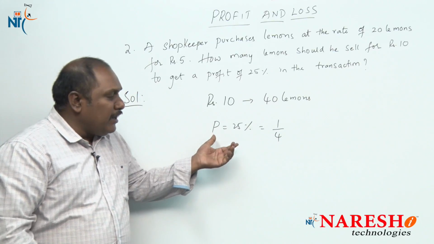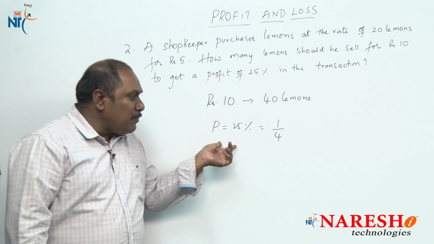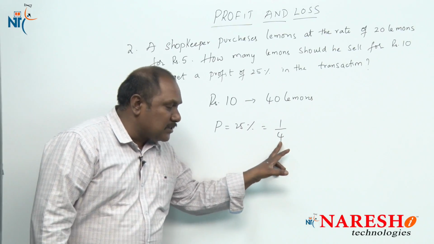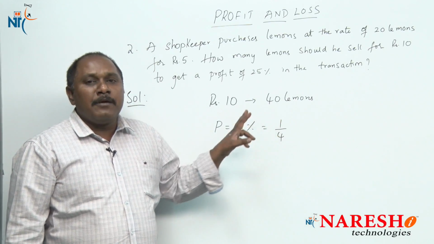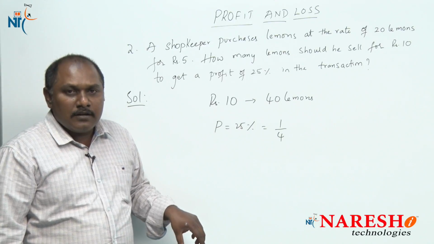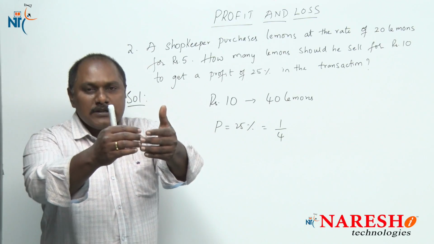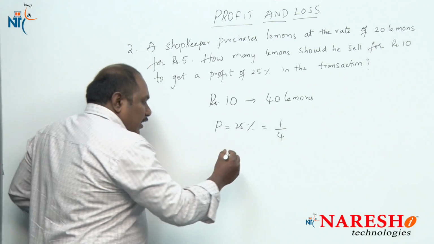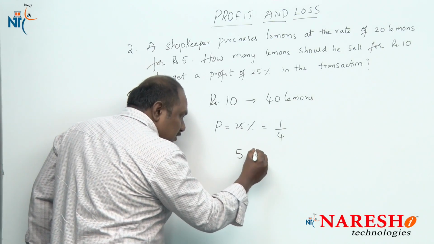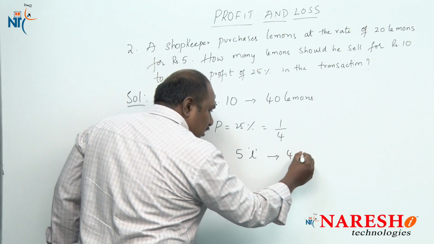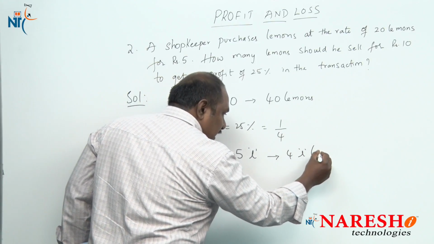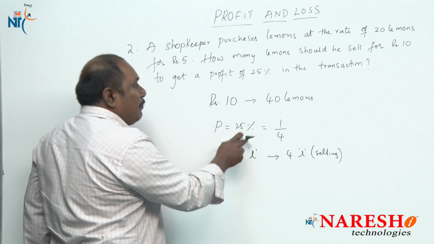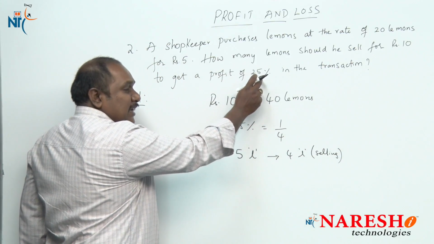Now what is the simple meaning of this? Now if there is a profit of 1 by 4, that means if he sells 4 lemons, 1 lemon should be remaining with him as profit. He gives away 4 lemons and he should keep 1 lemon with him as profit. It means if the shopkeeper has 5 lemons, he should be selling 4 lemons. This is selling. He should be selling 4 lemons in order to get a profit of 25% in the transaction.